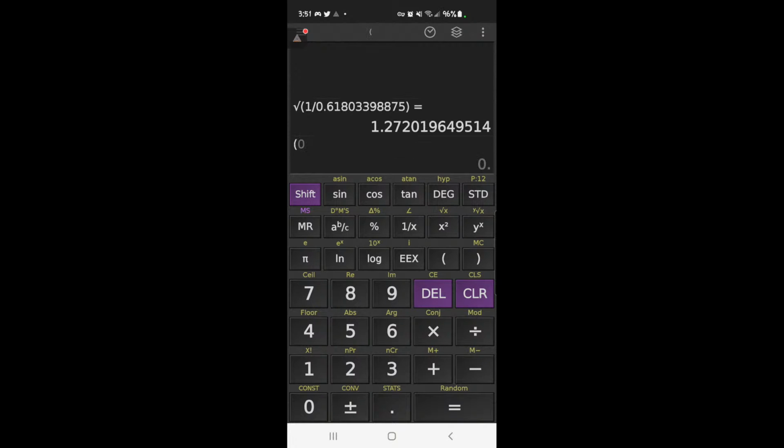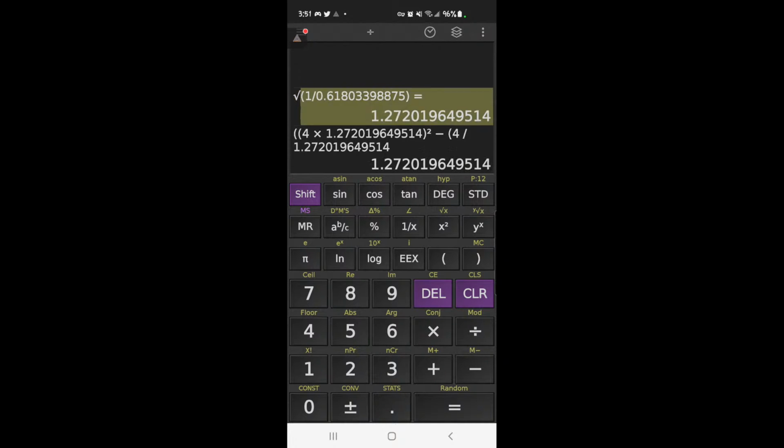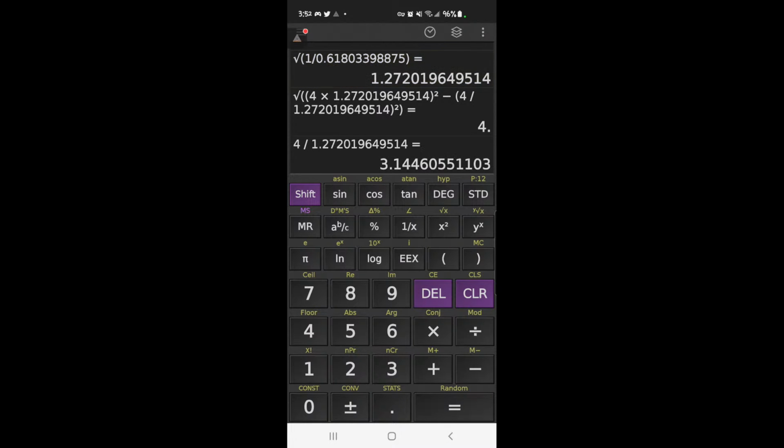So basically it's 4 times that squared minus 4 divided by that squared, and then gives us 16, and then gives us 4. And that works only when 4 divided by that is equal to pi. That is perfection.